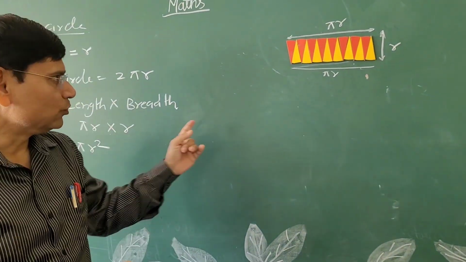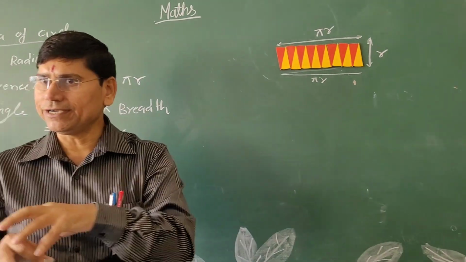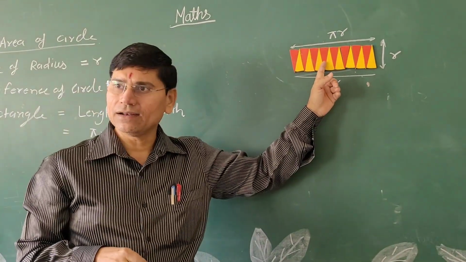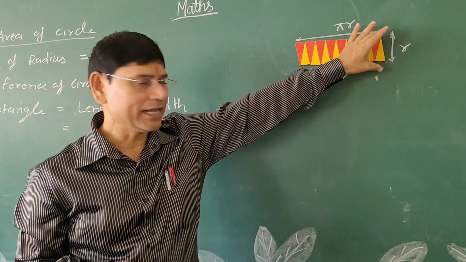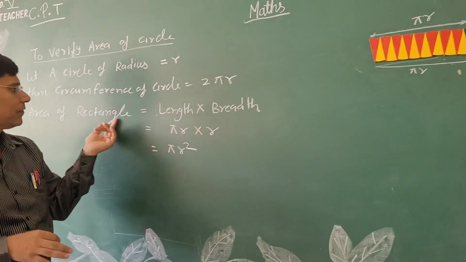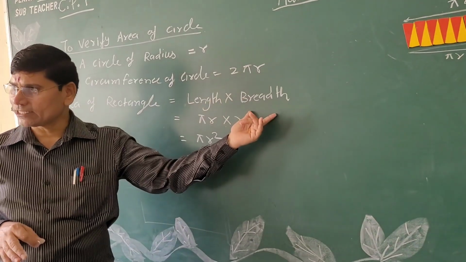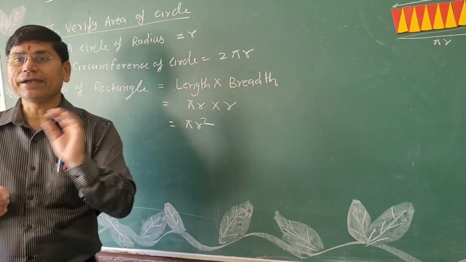We have verified using the rectangle. The whole circle is converted into the form of a rectangle, and the length of the rectangle is pi r, and the breadth of the rectangle is r, and the area of the rectangle is length into breadth. So pi r into r, that is pi r square.